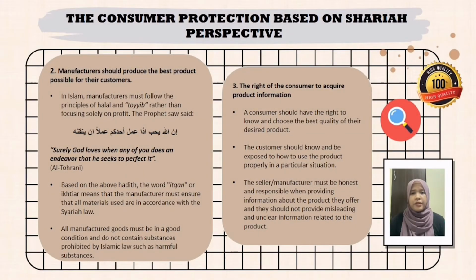Second is manufacturers should produce the best product possible for their customers. In Islam, manufacturers must follow the principles of halal and tayyib rather than focusing solely on profit. The Prophet ﷺ said, "Surely God loves when any of you does an endeavor that he seeks to perfect it." So, based on the hadith, the word itqan or ihtiyar means that the manufacturer must ensure that all materials used are in accordance with the Sharia law.